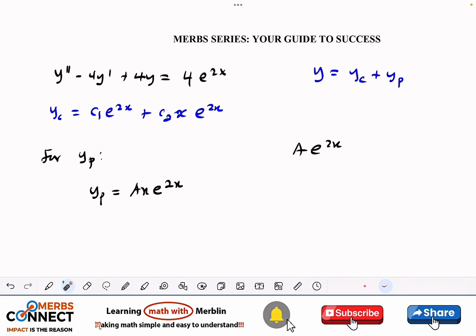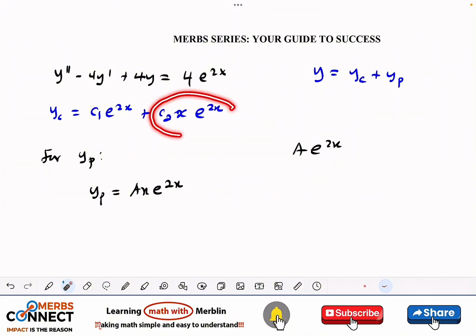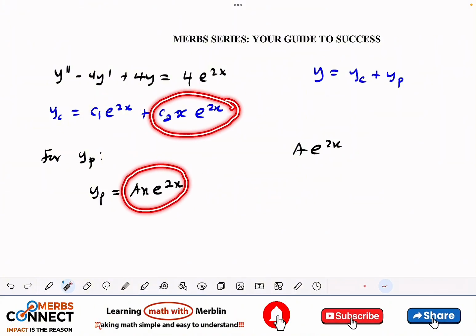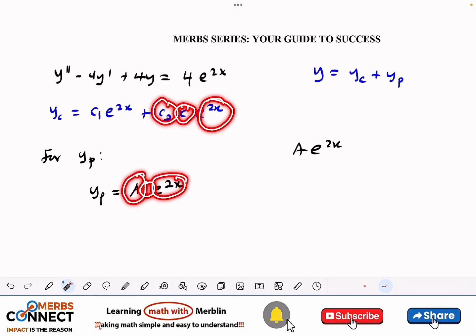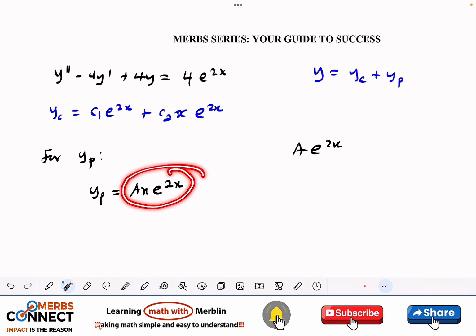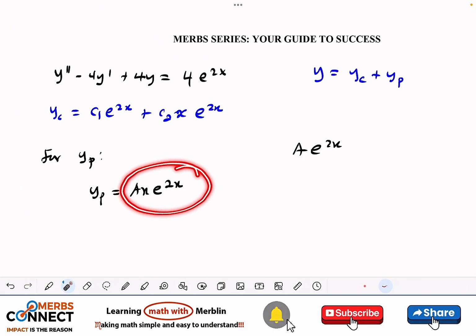Now let's compare. As I said, when you write the second one to compare, now we can see that this and this are not the same because of the x. But let's look at the second term. The second term here is basically also the same as this. Can you see that? Because we have this here and then we have the x also here. So there is a possibility that c2 and a will be the same. So it means that we need to also change this because it's basically this. So we are going to multiply this one by x again.